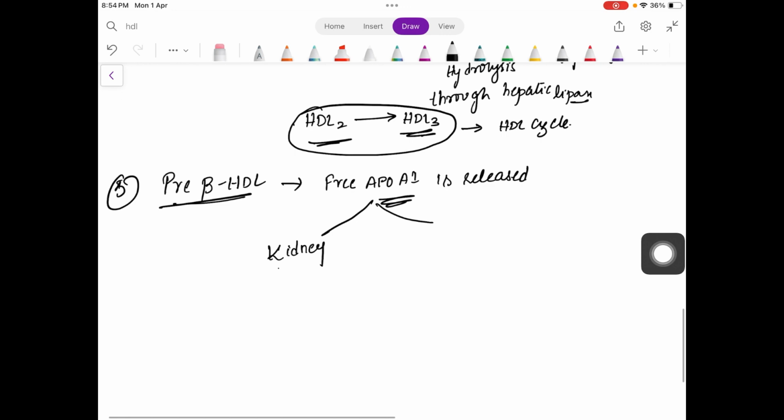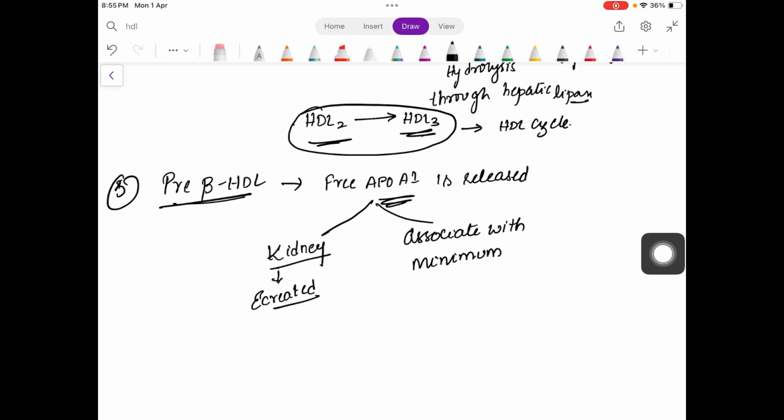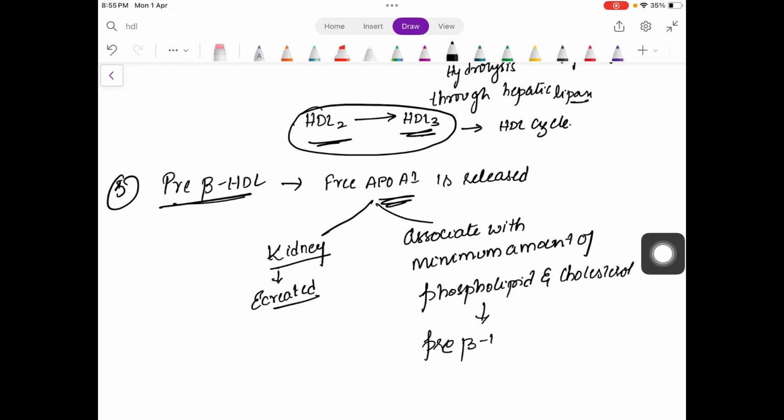Through kidney they are excreted, or this free ApoA1 will associate with a minimum amount of phospholipid and cholesterol, and they will form a molecule called pre-beta HDL.